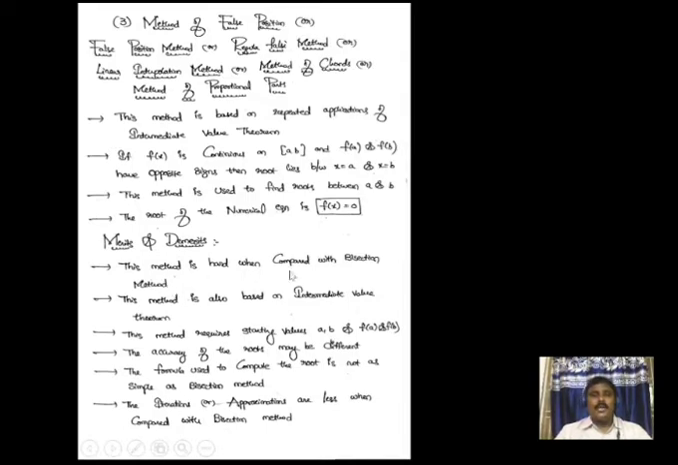This method is harder when compared with the bisection method. It is somewhat different, that means somewhat difficult. Why? Because its formula is different from the bisection method. This method is also based on the intermediate value theorem. We already know that all the problems in this unit are based on the intermediate value theorem. This method requires starting values a and b, and f of a and f of b values. In the bisection method, we only need a and b, but in this method we need a, b values and f of a and f of b values also.